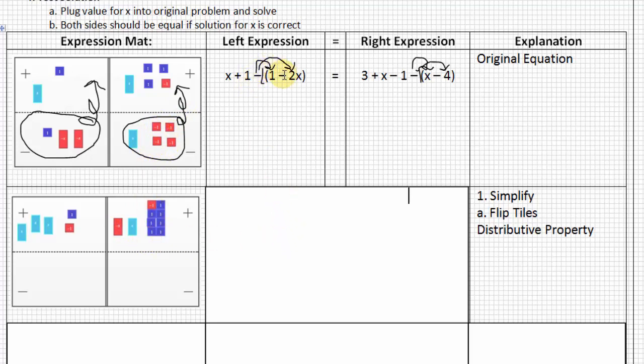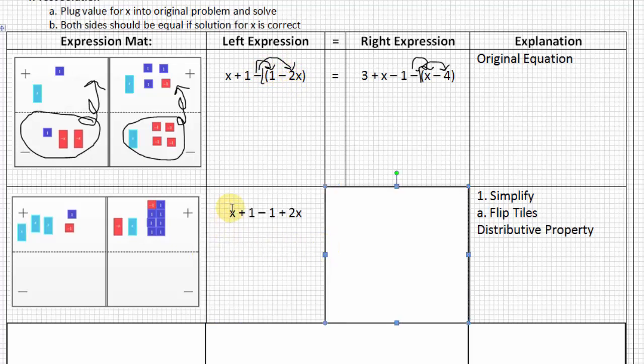So I've also drawn in my work here for what that would look like on the traditional algebra way of showing our work of doing this distributive property. We now know that that negative sign is hiding a negative 1. So it's a negative 1 times 1 and a negative 1 times a negative 2x. On our expression we're keeping this x plus 1. And then negative 1 times 1 gives us negative 1. And negative 1 times a negative 2x gives us a positive 2x.